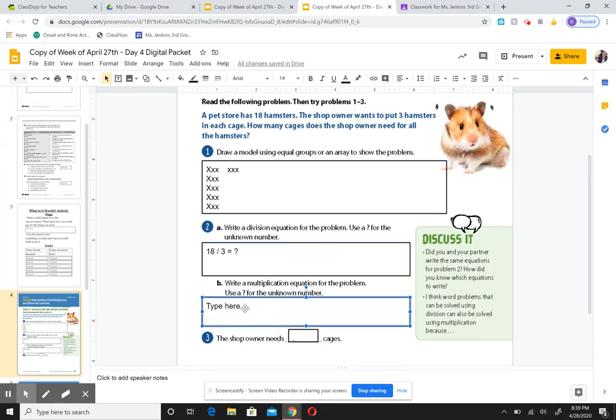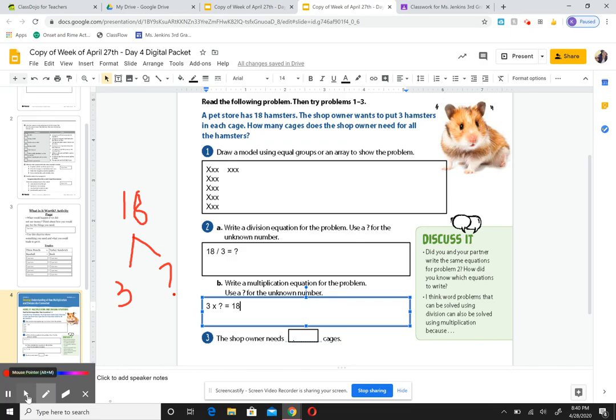We're going to use a multiplication problem now. So they don't want us to put the answer just yet. So we have 3 times question mark equals how many? 18. Remember, that's part of our fact family. We have the 18 on top, and then we have the 3, and then we have our unknown.